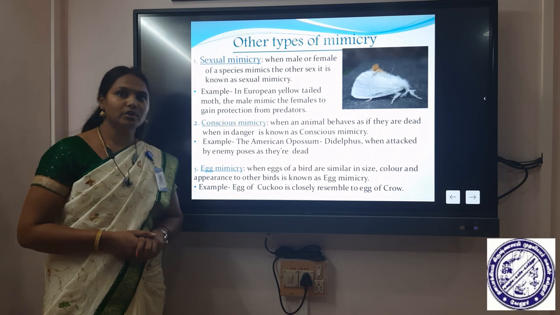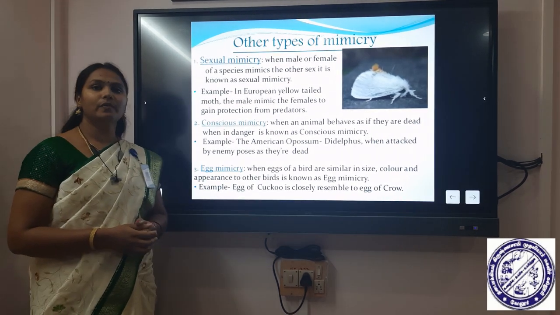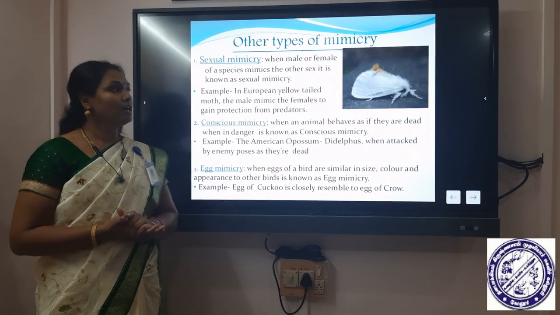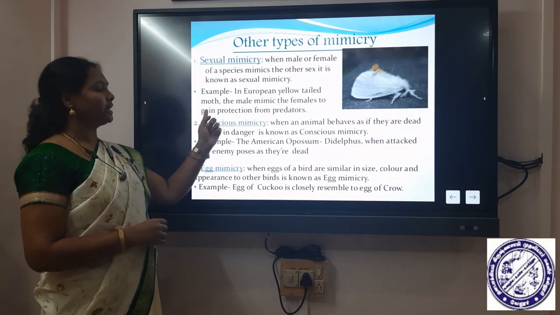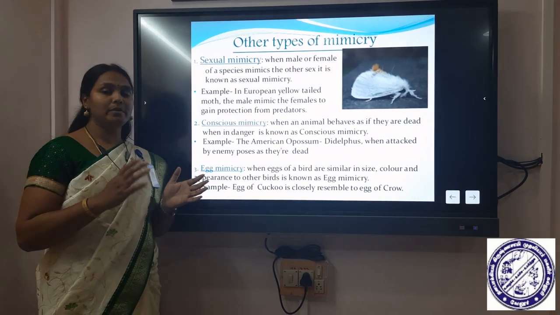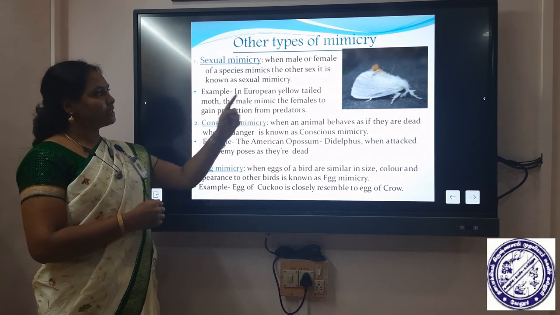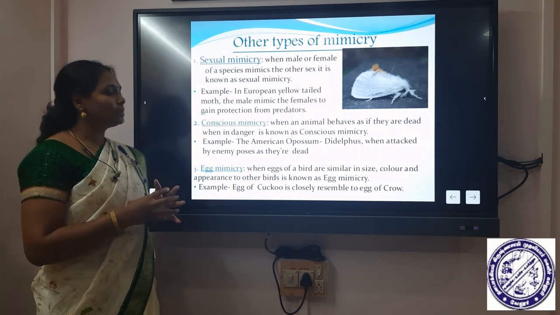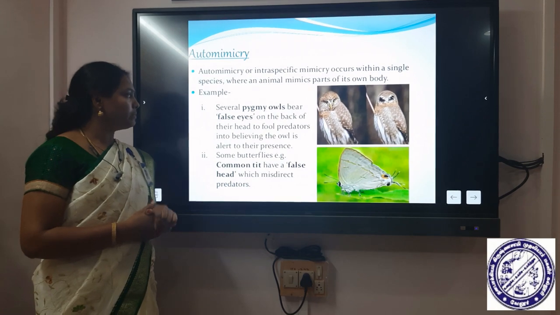The other type of mimicry which is seen in our environment is sexual mimicry, where generally the males mimic the females. For example, here in this moth, which is called the yellow-tailed moth, generally the females are bigger when compared to the males. But the males try to mimic the body pattern of the females so that they can escape from the predators. Next one is the conscious mimicry.